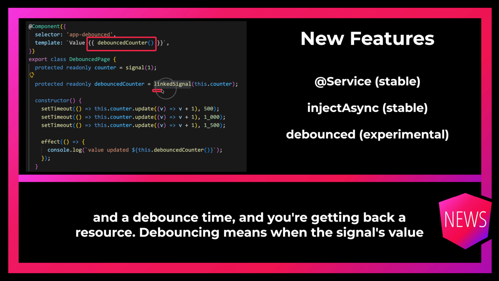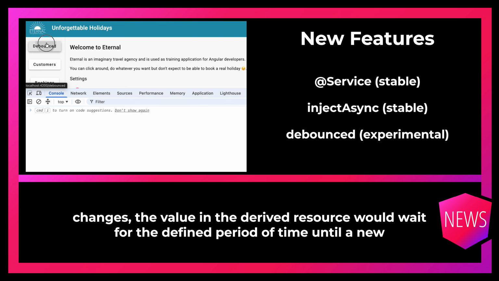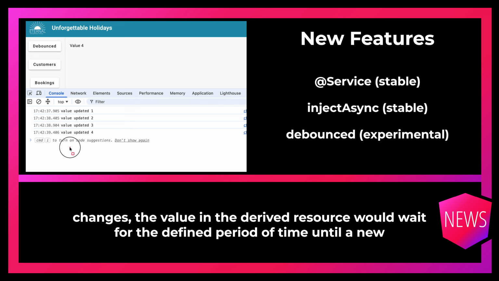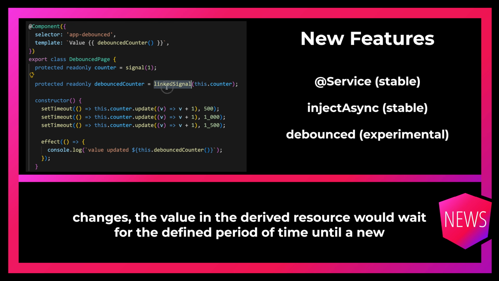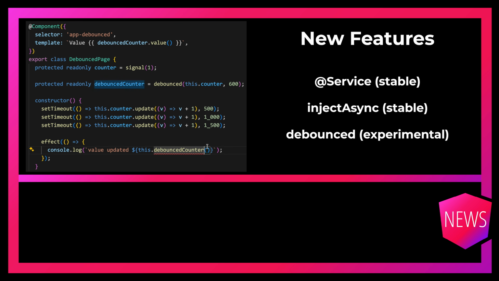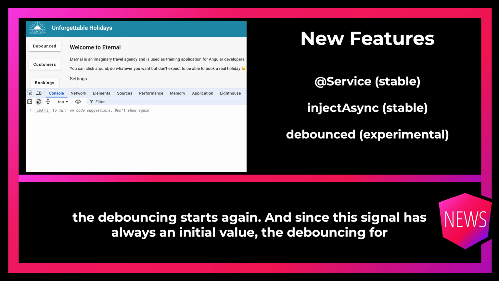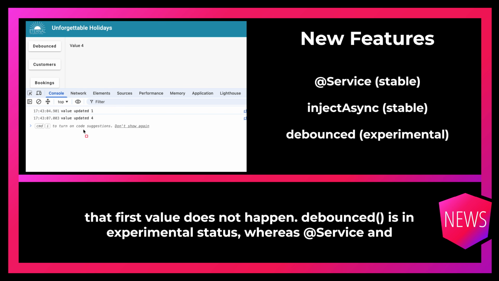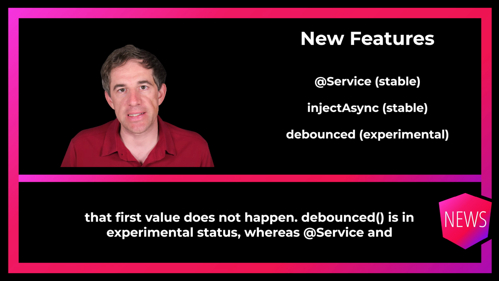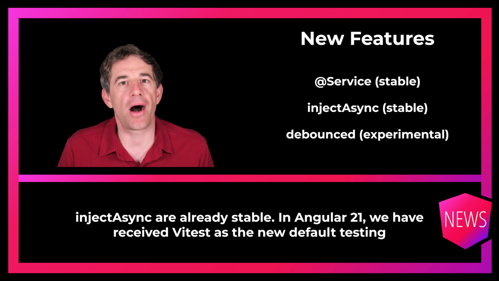You give it a signal and a debounce time, and you're getting back a resource. Debouncing means when the signal's value changes, the value in the derived resource would wait for the defined period of time until a new value comes. If that's not the case, then the resource will take on that value, and if not, the debouncing starts again. And since the signal always has an initial value, the debouncing for that first value does not happen. Debounced is in experimental status, whereas @Service and injectAsync are already stable.